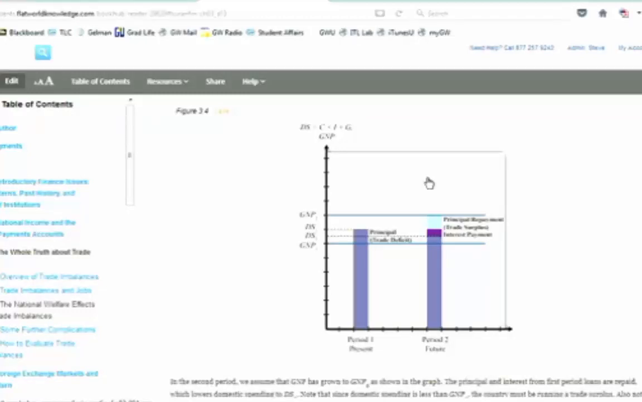So it's a rather bizarre situation. A country can offset its debt repayment. Even though the debt repayment can be really high, it can offset that with GNP growth, the rest of GNP growth, if it's possible.